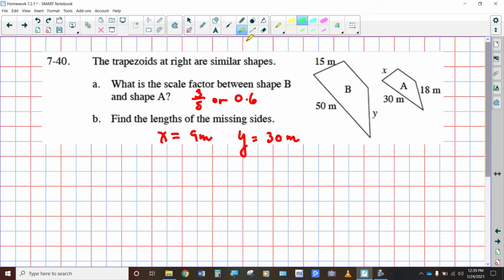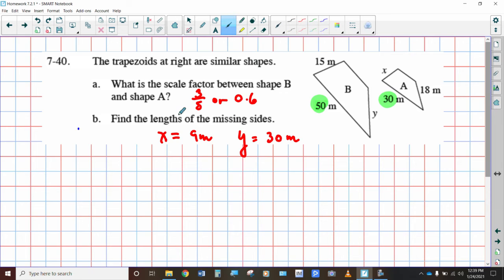All right, the trapezoids at the right are similar in shape, which means that there is a scale factor to be defined between them. So if we look to see the known sides, it looks like these are the known sides. Those are what you're going to use for your scale factor.